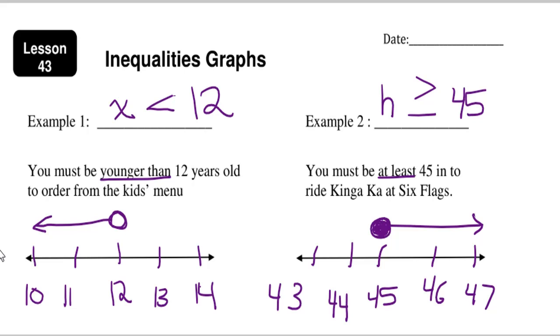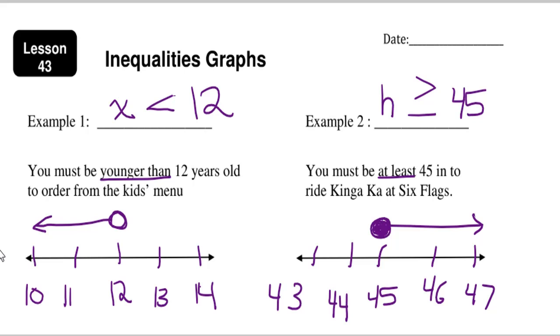Okay, I don't know if you noticed, but take a look at this, the way this less than sign is pointing, right? Isn't it pointing this way? And this is the way my arrow is pointing. And same thing with my greater than sign. Isn't my greater than sign pointing to the right? And isn't that the way my arrow is going?